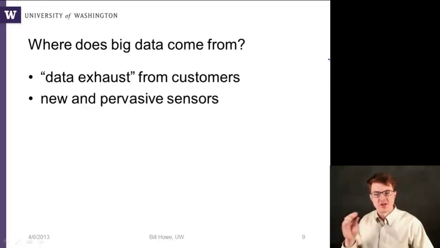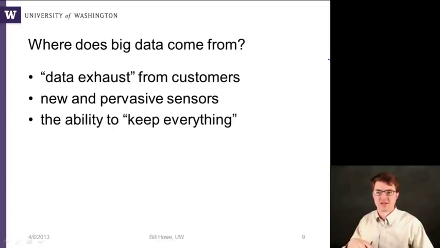Another point that is especially true in science, but I think is also true in business, and I'll give a couple of examples of this, is the availability of new and pervasive sensors. We're actually able to get visibility on data sources that we previously couldn't. I'll give a couple of examples of that in a second.